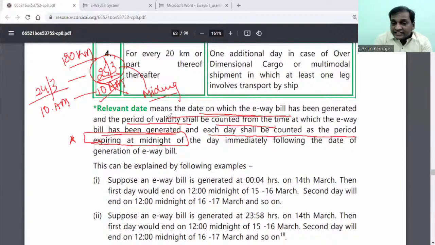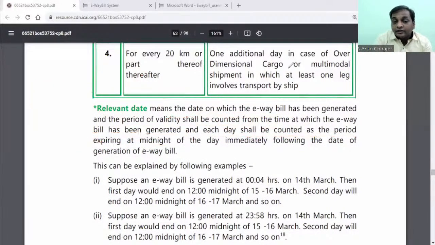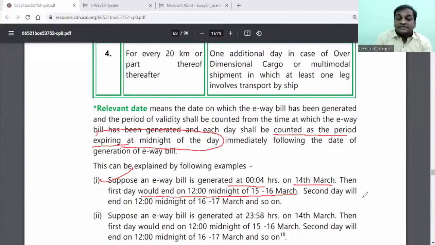Each day shall be counted as the period expiring at midnight of the day. Suppose an Eway Bill is generated at 12 a.m. on 14th March. The first day would end at 12 midnight of 15th, 16th March. The second day will end at 12 midnight of 16th, 17th March. I hope it is clear.